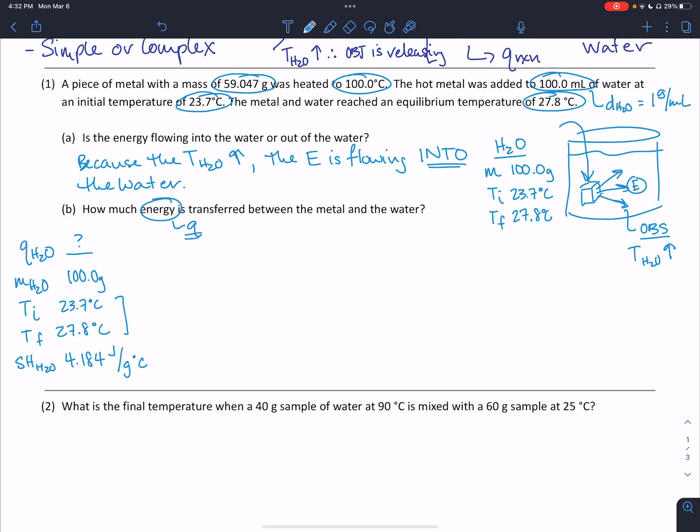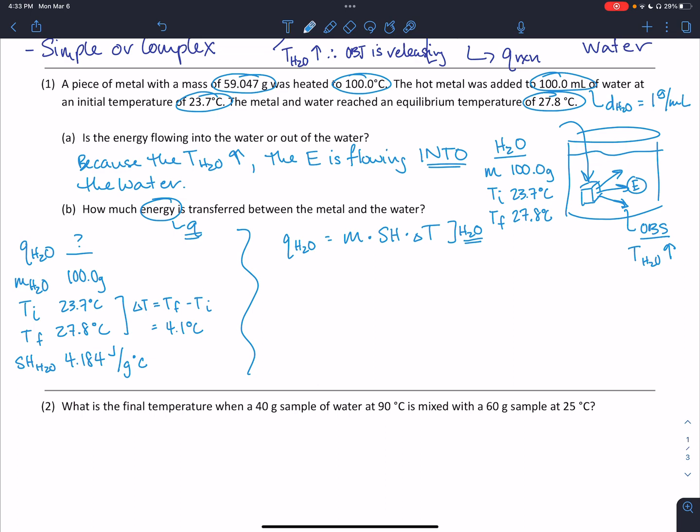I can calculate delta T with my T final minus T initial, and I find that the temperature increased by 4.1 degrees Celsius. So I set up my formula. The energy absorbed by the water is going to be equal to its mass times its specific heat times its delta T. Now, all three of these numbers have to be for H2O. Do not mix in any values that are associated with the metal here. That is a big no-no.